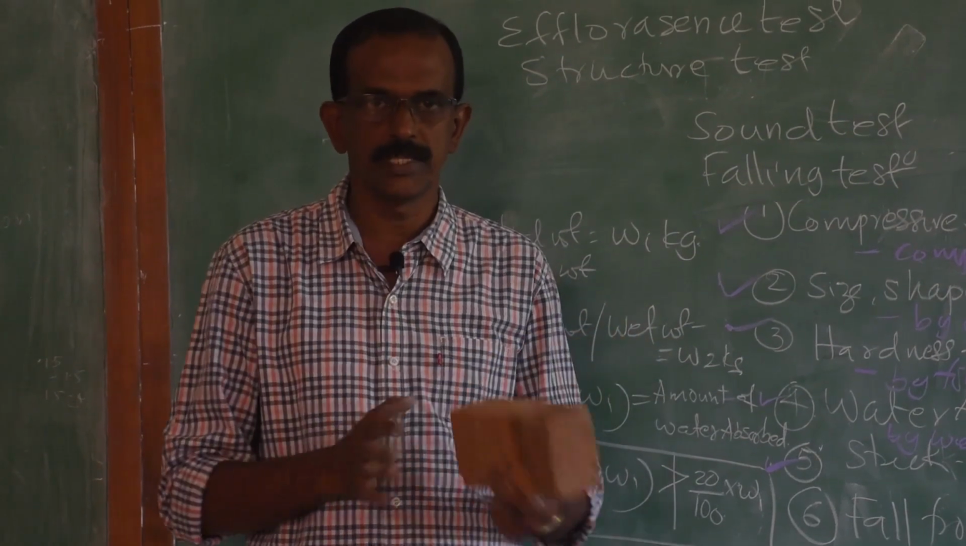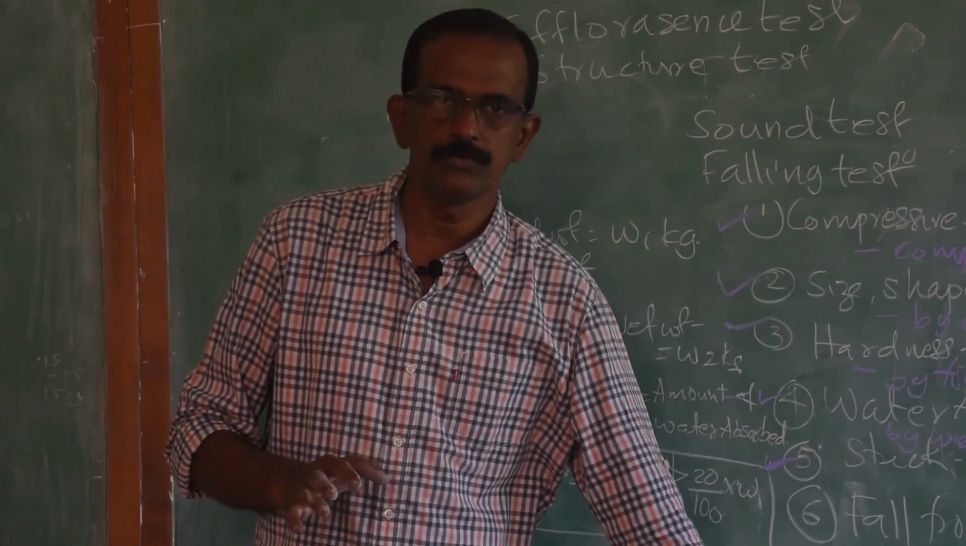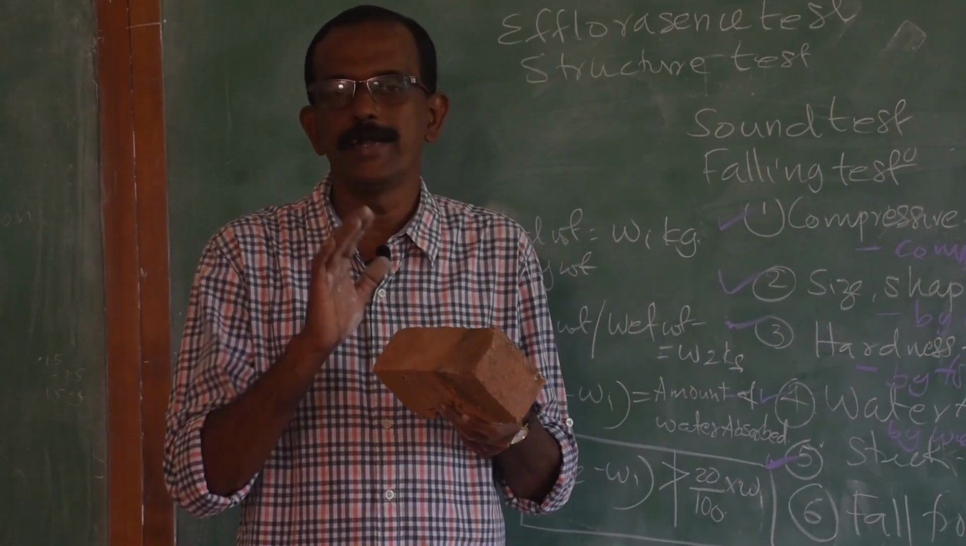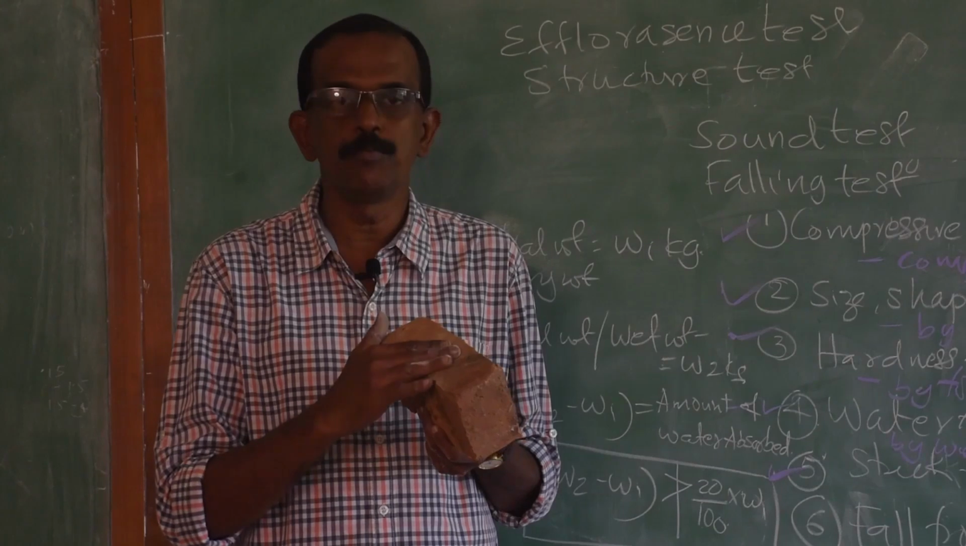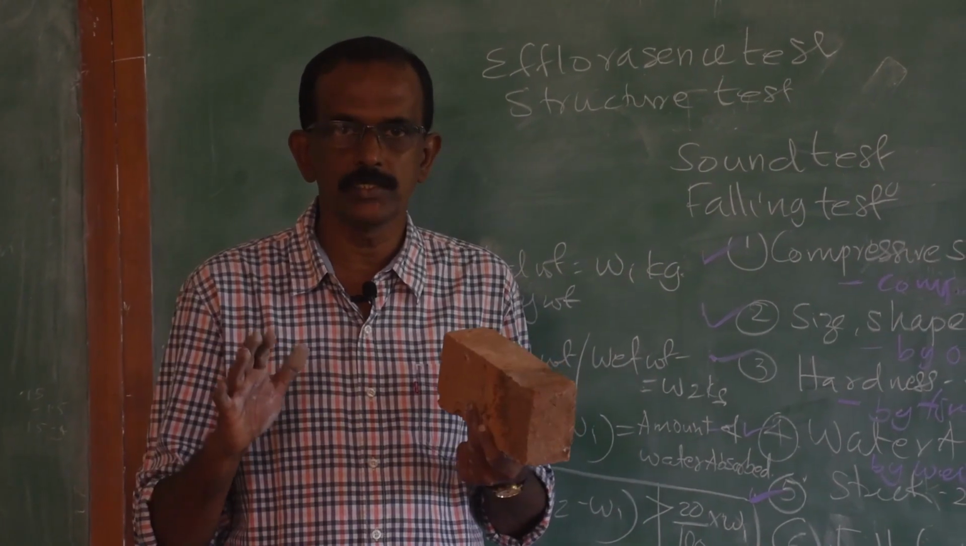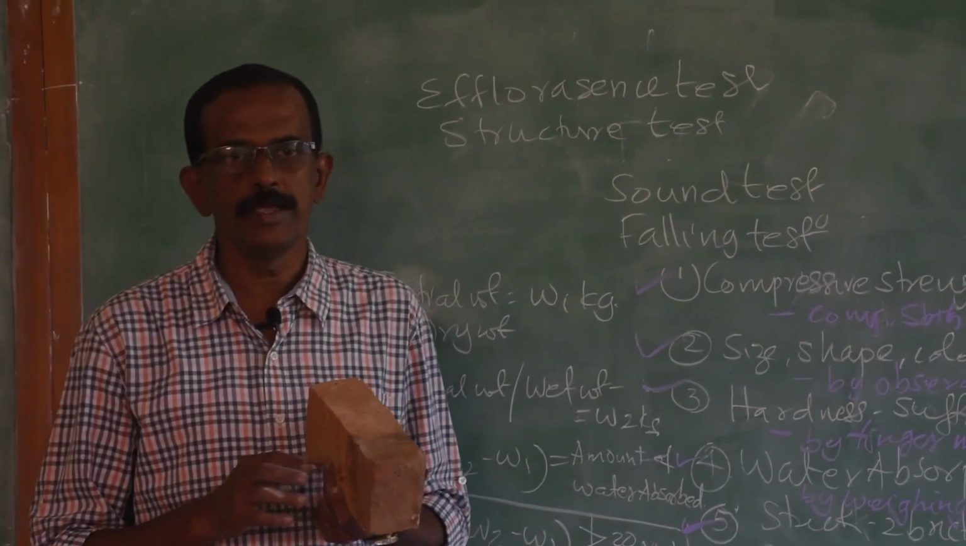That is the test. So, take a brick, keep it under water for 24 hours. After 24 hours, take the brick out and dry the brick under a shade. See whether there is any deposit or any color changes. If no deposits, no color changes, you can say it is free from all the impurities.